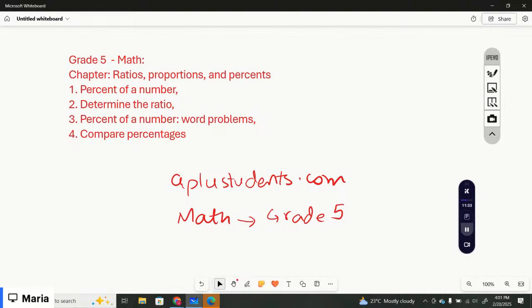There you can find a list of the chapters. We're going to start with the chapter ratios, proportions, and percents. The lessons we're going to cover today are percent of a number, determine the ratio, percent of a number word problems, and compare percentages. So please make sure you have your notebook and pencil so that you can note down the important examples and definitions as well.